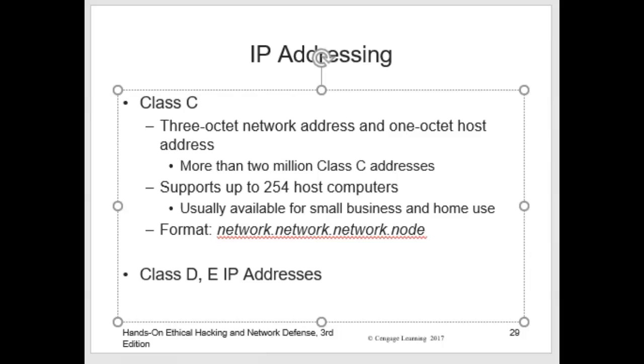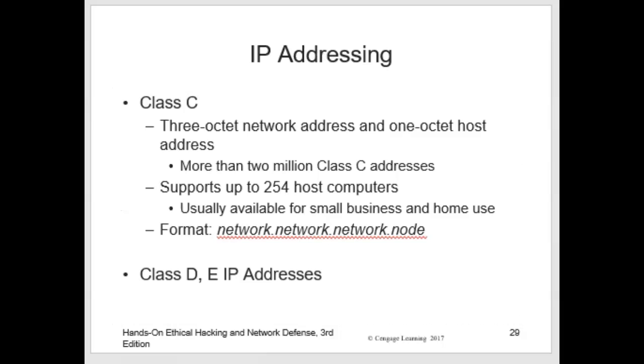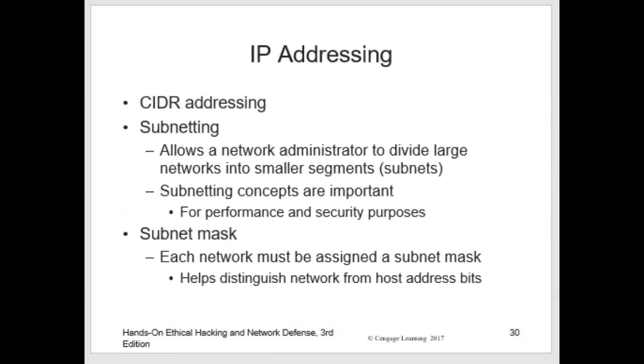Classes D and E. D is used for multicast addressing. I wouldn't worry about it in this course. And class E is reserved for research addressing. Okay. And next we'll come back with subnetting of the addresses.